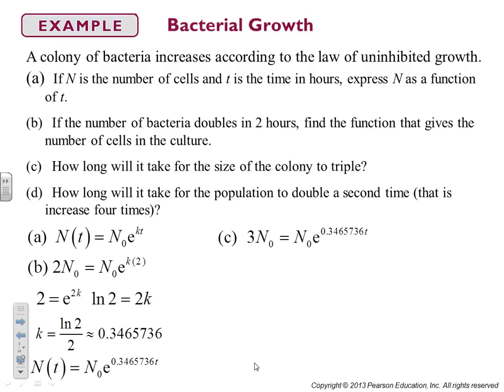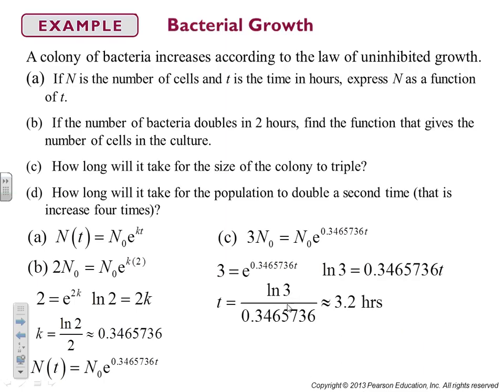All right, C. We're going to do the same thing, but now it's going to triple. So we have n sub 0, n sub 0 times 3. We're solving for t. Our k is the value we calculated in B. So when we divide by n sub 0, we get 3 equals e to the 0.34 t. We take the natural log of both sides, and divide by our k, and we get approximately 3.2 hours.